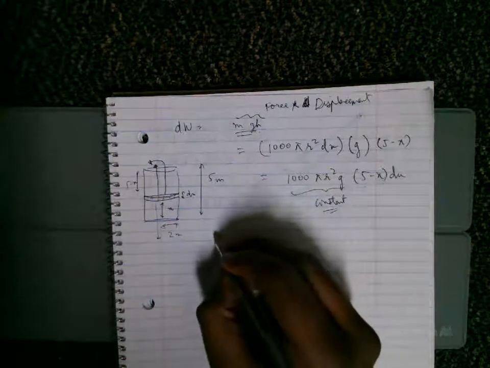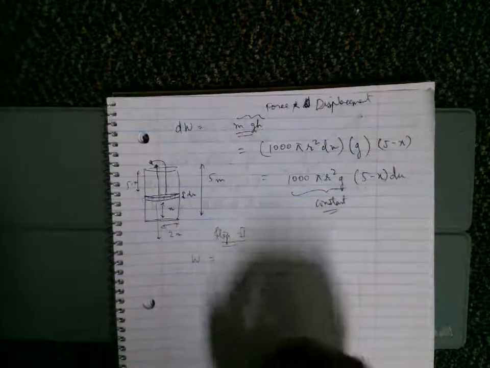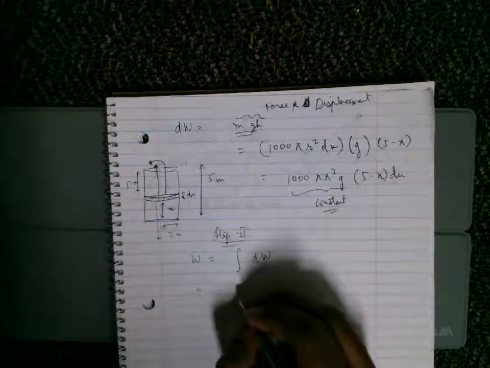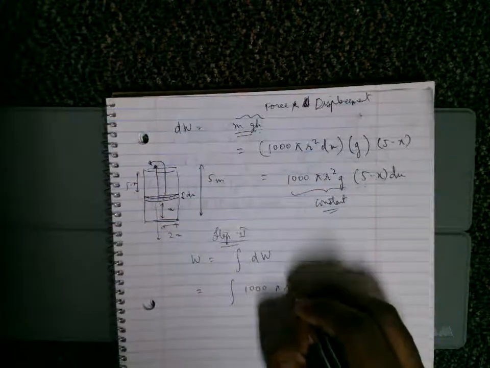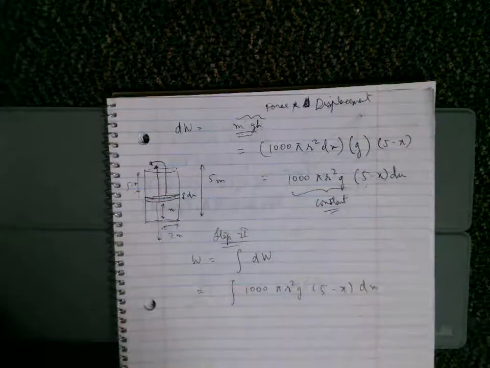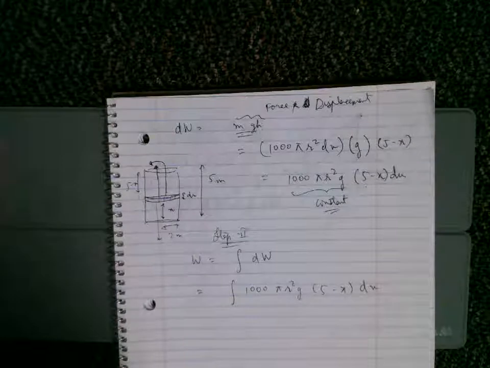So for step 2, we need to find out the total work done. The work done is simply the integration of dW. So this is equal to the integral of 1000 pi r squared g (5 minus x) dx.